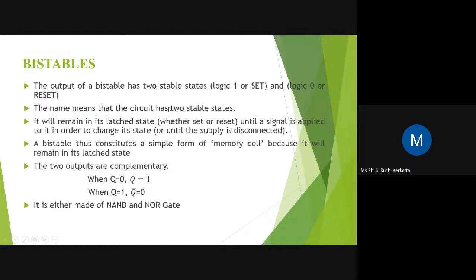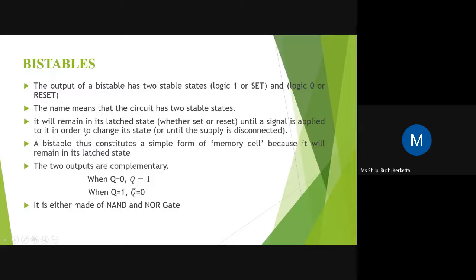So what is a bistable? We are calling it a bistable because of the 'bi'. Bi means two stable states. What is the first stable state? It is logic one. As we are using binary, there will be only two states: one is one and one is zero. One we call set, and zero we call reset. So it has two stable states.